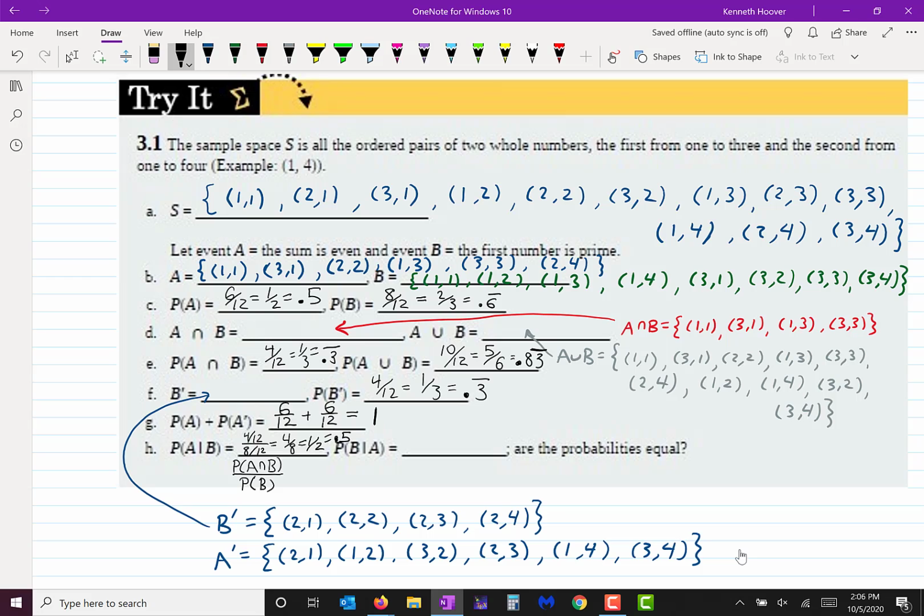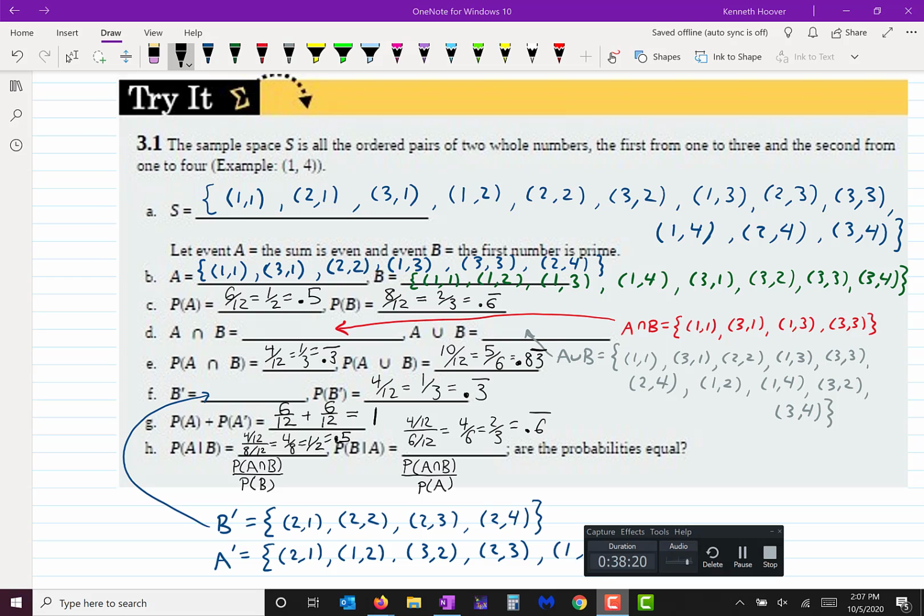Okay? The probability of B given A, well, just use your intuition there with the same formula. It's just that it's B given A, so this time it'll be the probability of their intersection divided by the probability of, what will it be this time? This time it'll be the probability of A. So that'll be 4/12 divided by 6/12, which is 4/6, which is 2/3, which is 0.6 repeating. It says, are the probabilities equal? Well, certainly not. 1/2 does not equal 2/3.